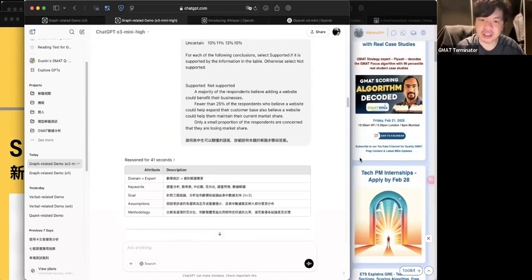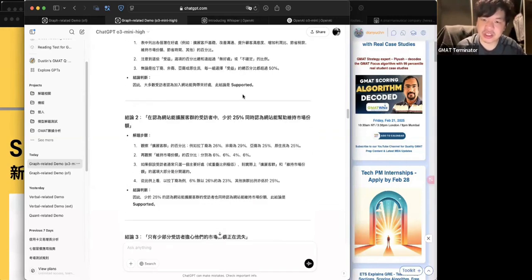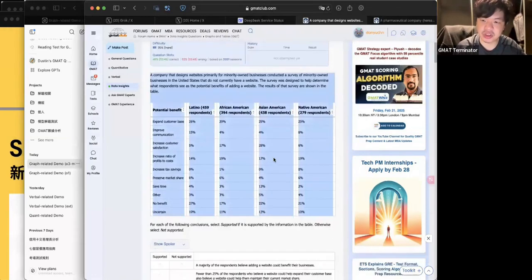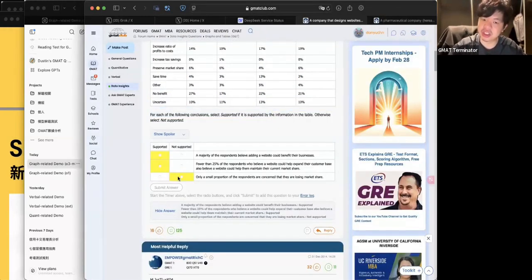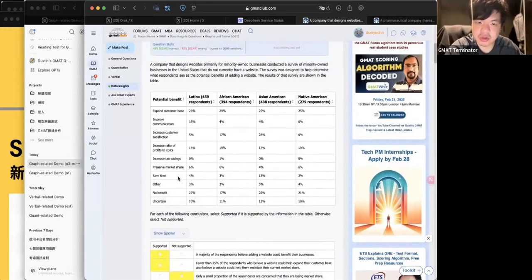Now, you can see that in this question, a problem arises. For example, it explains that this is support. But in fact, if you look at the answer to this question, that's not the case. The last answer to this question is problematic. It should be not supported. Let's take a look at what this question looks like.